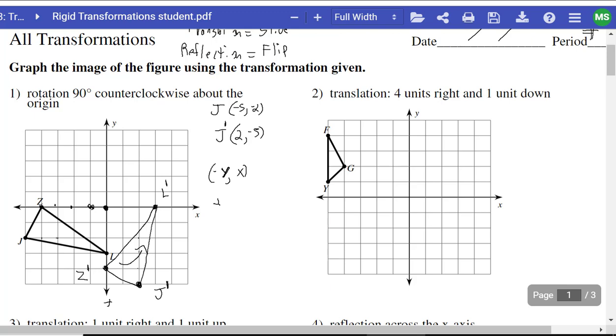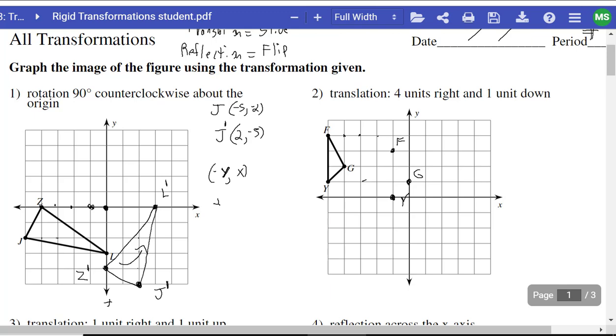All right, so next up, translation, 4 units to the right and 1 down. Well, I like to just do each one. I'm going to move F, 1, 2, 3, 4, and 1 down. Here's F right here. I'm going to move G, 1, 2, 3, 4, and 1 down. I'm going to move Y, 1, 2, 3, 4, and move it 1 down.